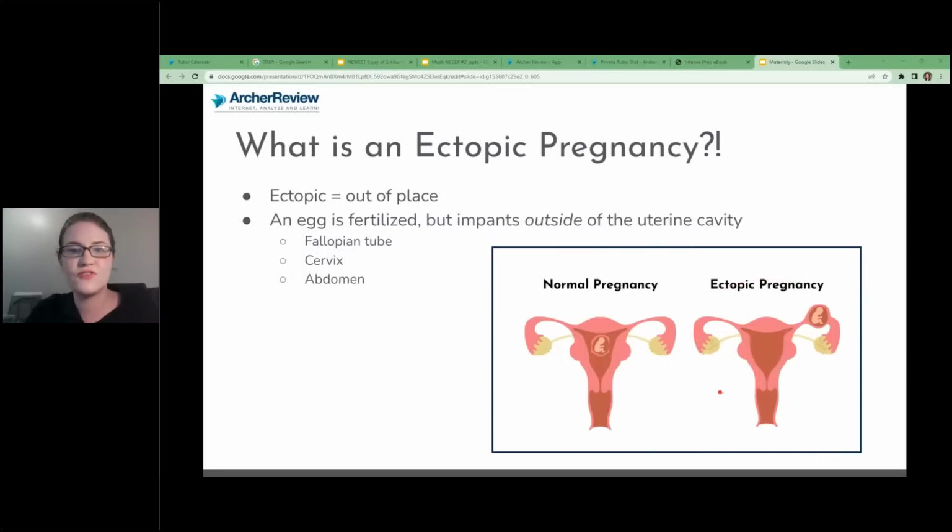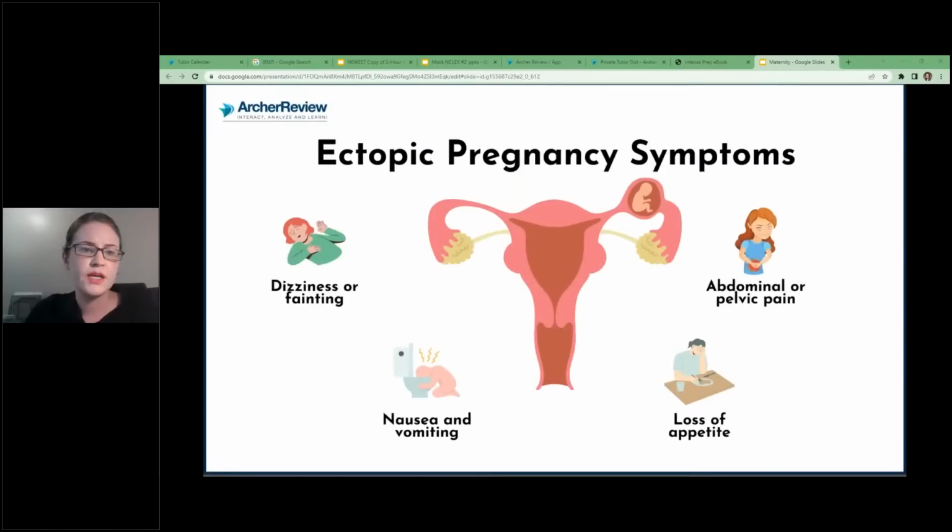That's not good. It's very, very dangerous because especially if that ectopic pregnancy is in the fallopian tube, guess how big a fallopian tube is? About as big as a noodle of spaghetti. It's not big at all. So pretty early on, that pregnancy as it grows is going to cause that fallopian tube to potentially rupture, which is incredibly dangerous.